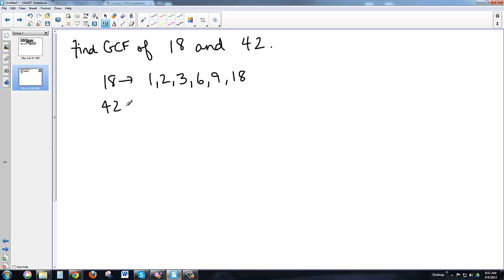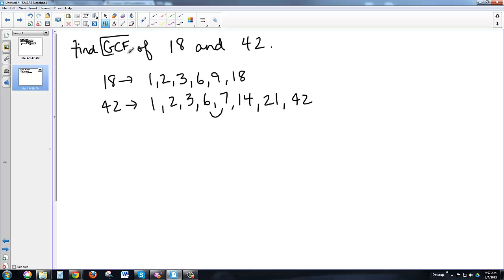What are the factors of 42? 1 goes into it, 2 goes into it, 3. Does 4? Nope. 5? Nope. 6 does. How many times? 7. And now you can see I'm working backwards. If you've never realized this, there's 42. How many 3s are in 42? 14 of them. How many 2s are in 42? 21. And how many 1s? 42. There are the factors of 42.